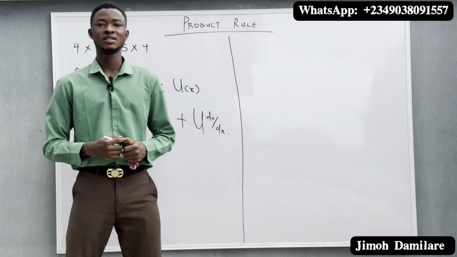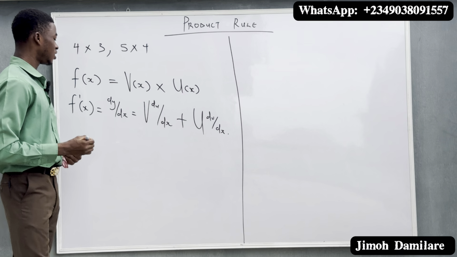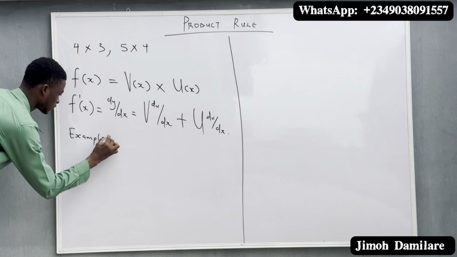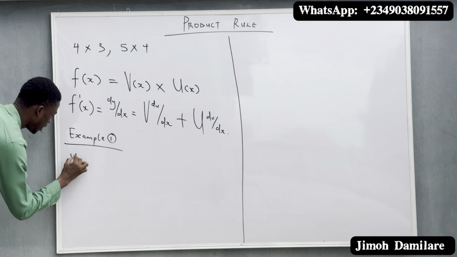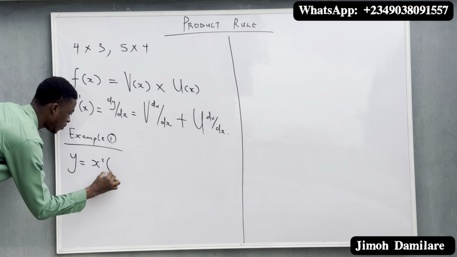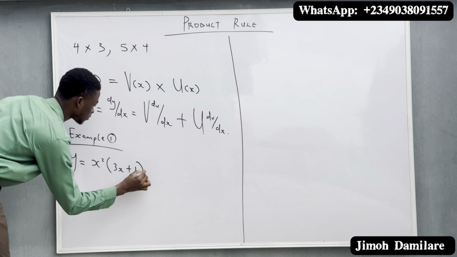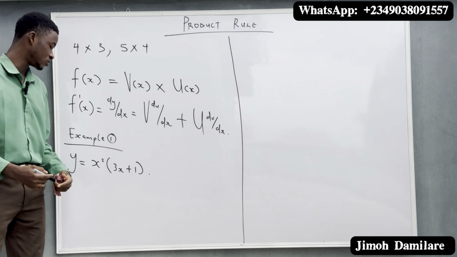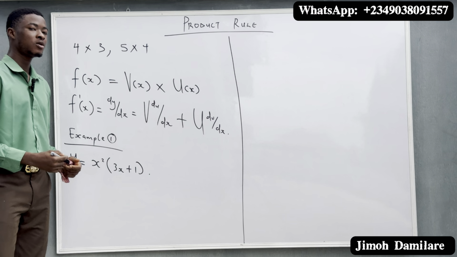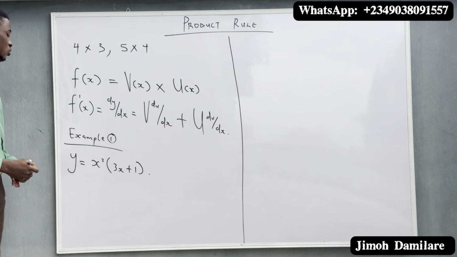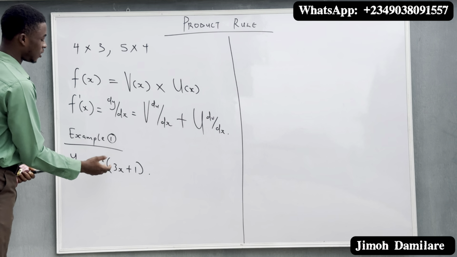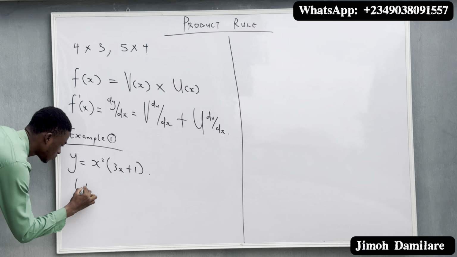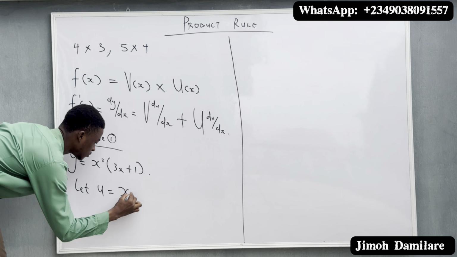So let's look at some examples under this product rule method. Moving to our first example, we have that y is equal to x squared, open bracket 3x plus 1. So in this case, you can see we are having two terms multiplying each other, which are x squared and 3x plus 1. So in order to solve this kind of question, we are going to employ the method of the product rule. And in doing this, we know that we have to find our u and v. So the first term here, you call it u. So you say let u be equal to x squared.